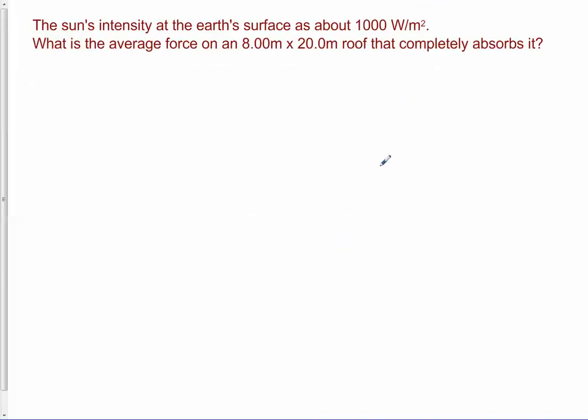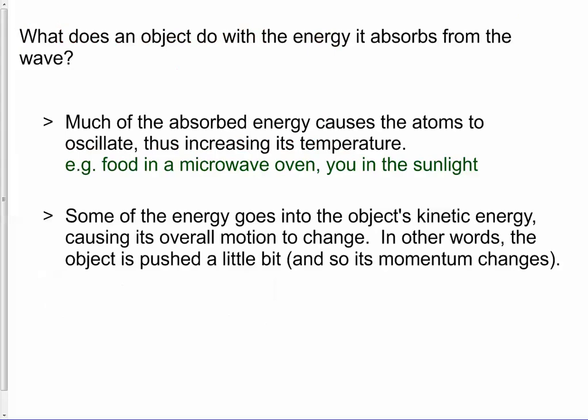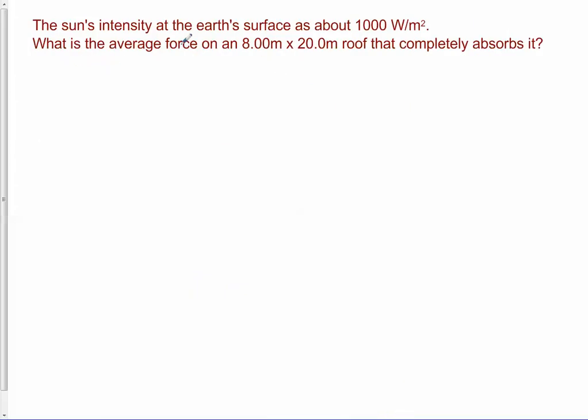So let's do an example. As in our previous example from class, we talked about how the intensity of sunlight, by the time it gets down to the Earth's surface, is about 1,000 watts per square meter. So what is the average force on an 8 by 20 meter roof that completely absorbs it? If you recall, we had done the problem with the same setup, sunlight hitting this 8 by 20 roof. We figured out the power that was being supplied to the whole roof, and then the electric field. So now we're continuing, and we are now talking about the average force.